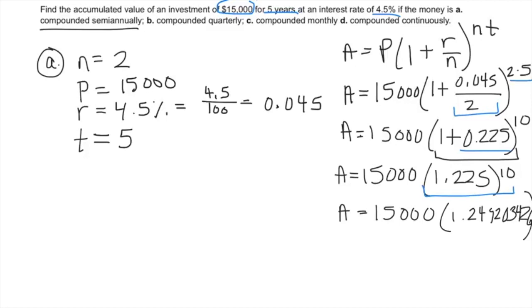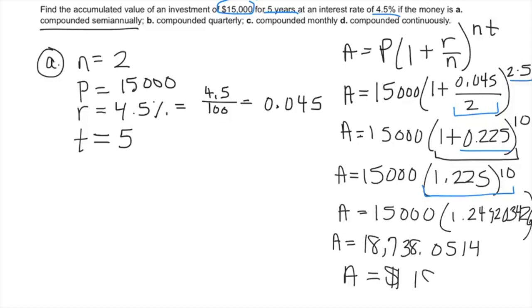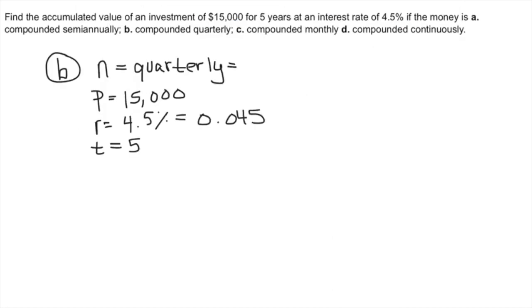Lastly, we're going to multiply that decimal by 15,000. When we do that, we get 18,738.0514. Since this is a monetary value, I'm going to round to the nearest cent. So my final answer is $18,738.05. Part B asks us to find the value of the investment if it was compounded quarterly.